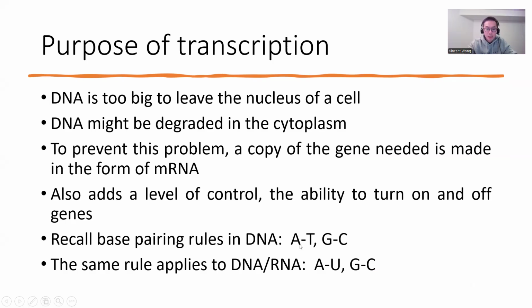Base pairing rule, it's something that you should know by now, right? A pairs with T, G pairs with C. The same rule applies to DNA and RNA: A pairs with U, because there's no thymine on RNA, only uracil, and G pairs with C. So these things are old news. You already know this.